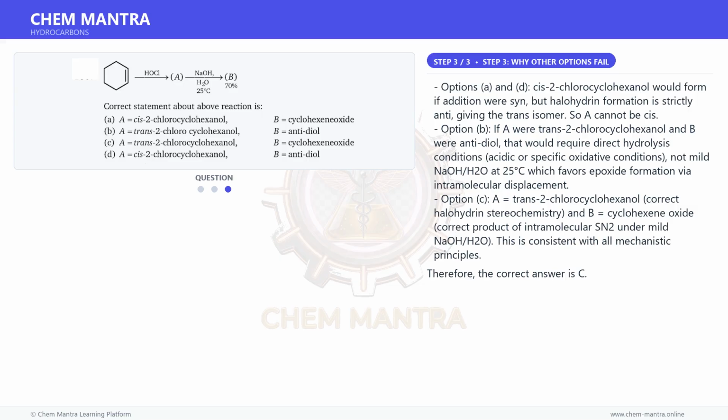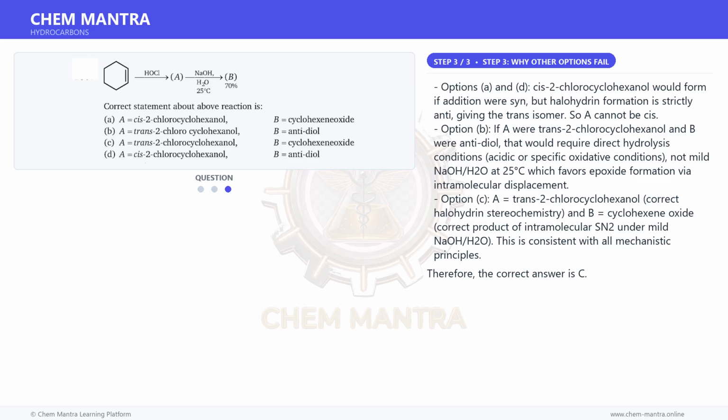And for the final step, options A and D: cis-2-chlorocyclohexanol would form if addition were syn, but halohydrin formation is strictly anti, giving the trans isomer. So A cannot be cis.